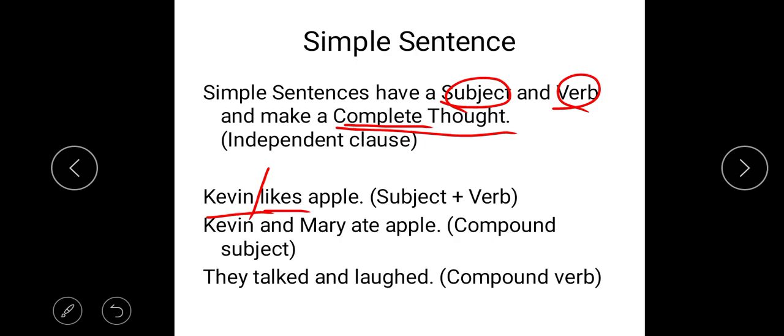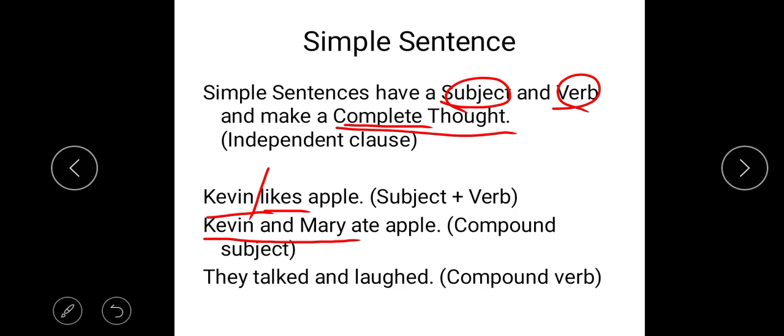A simple sentence can have its subject as just a single word like Kevin. It could be a compound subject, like two subjects put together, say for example here, Kevin and Mary. We have two subjects put together by the word and. Kevin and Mary together form a subject, ate apple.